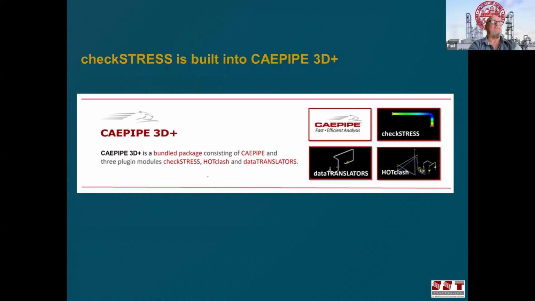And we also have a translator to take the final model file from CAEPIPE into Caesar 2. That is not built in. That is an optional priced product. So you're not bound to using K-pipe stress analysis.